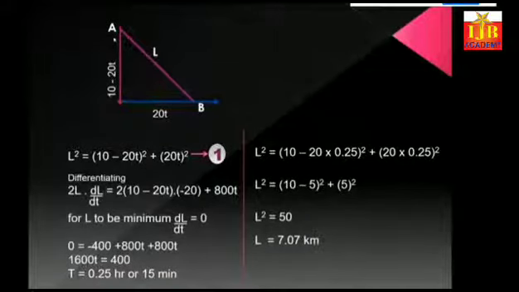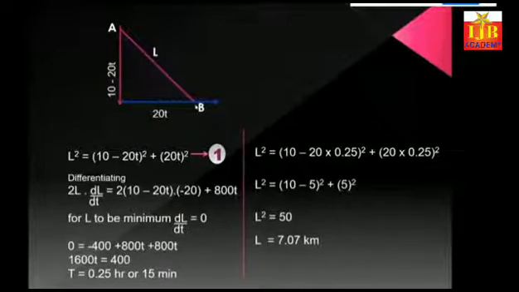So the journey of A will be 10 minus 20t, because the initial separation is 10 and it is coming at a speed of 20. Speed into time gives us distance, right? Ship B is already traveling at 20 km per hour, so 20t is the distance. So 10 minus 20t is the distance for ship A, and 20t is the distance for ship B. Ideally this violet, purple line will be the shortest distance.